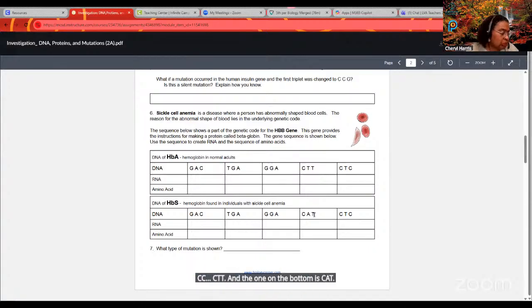So I want you to tell me, what is the amino acid for CTT and what is the amino acid for CAT? So work on that for a minute. That's the information I need to know. And I'm going to do attendance and I'll be right back.